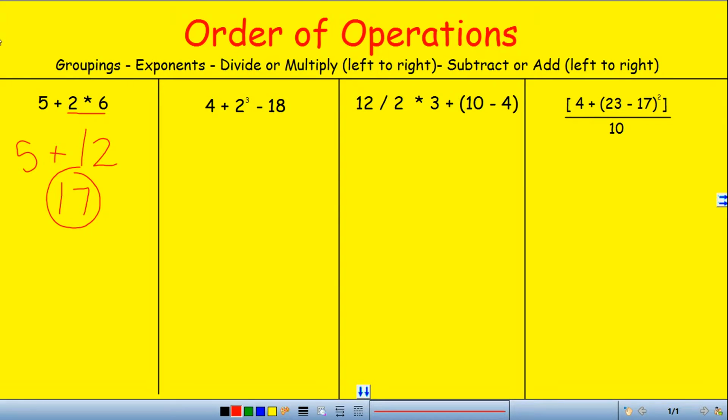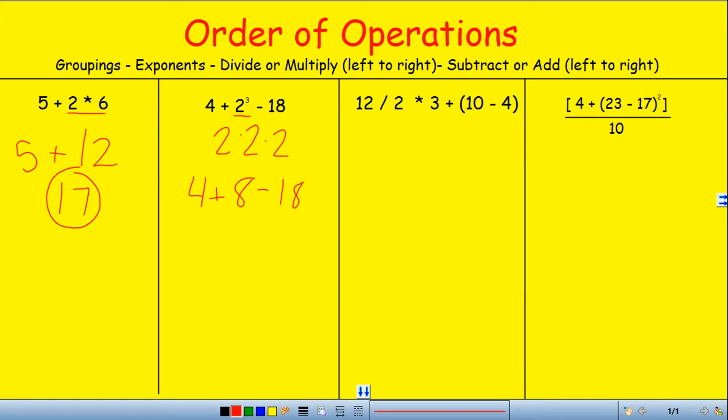The second problem we see, we don't have any groupings, but we do have exponents. Our exponent is 2 raised to the power of 3, which is the same as saying 2 times 2 times 2, and that equals 8. So I'm going to rewrite the problem as 4 plus 8 minus 18.